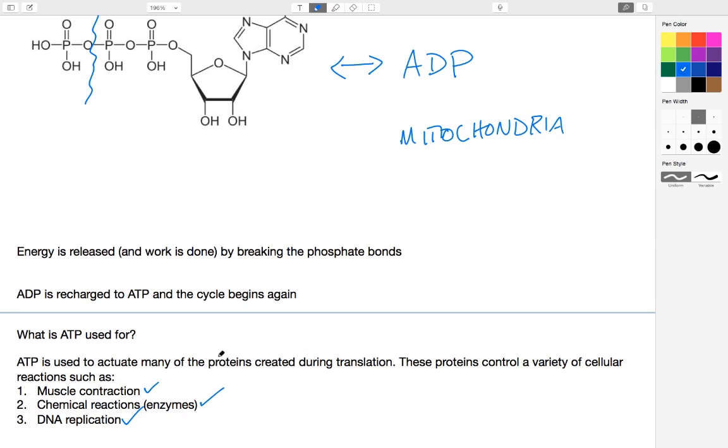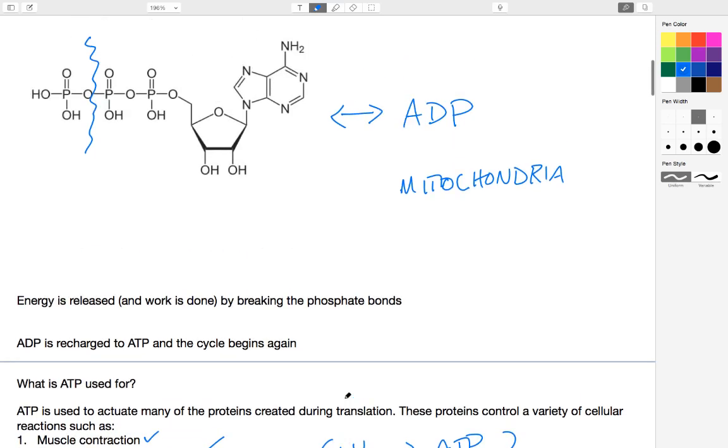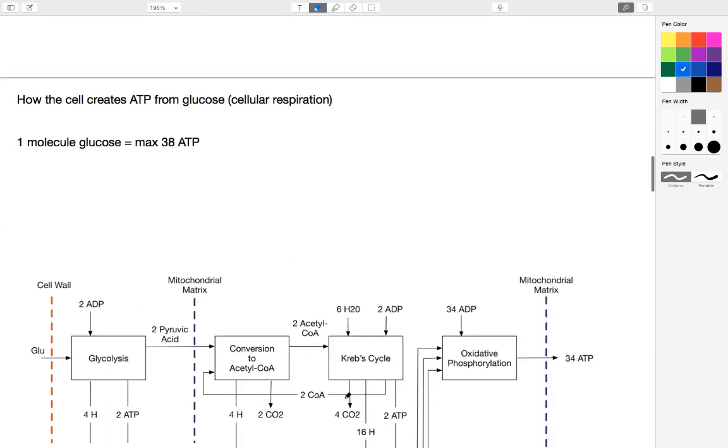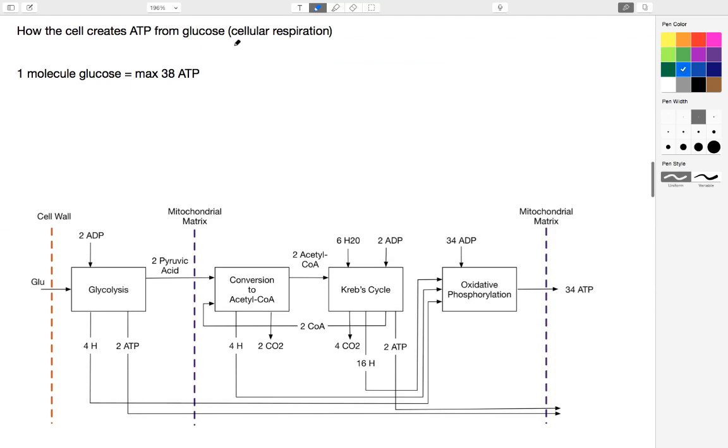So the question then is, how do you get from glucose to ATP? How does the cell take the food that you eat and turn it into the useful currency of the cell, ATP? That is done with a process known as cellular respiration. Cellular respiration is the generic term for taking glucose molecules and turning them into ATP, fully recharging ATP. One molecule of glucose will yield up to 38 ATP molecules within the cell.